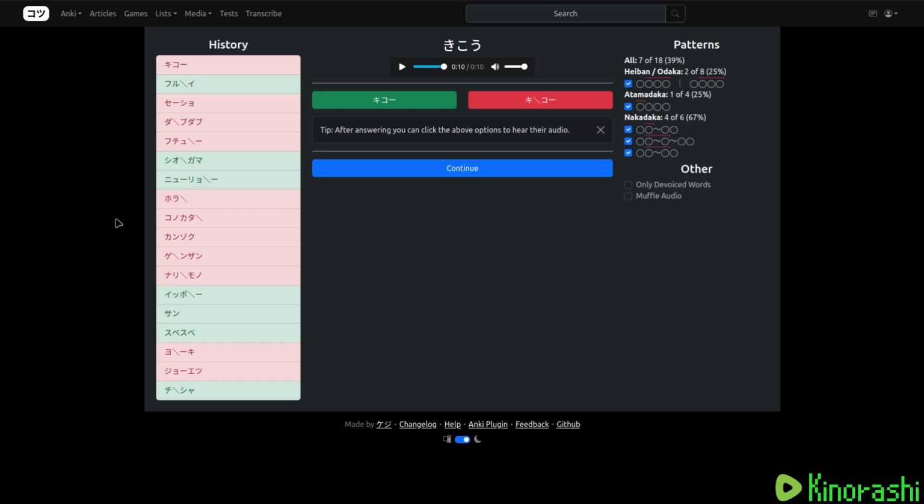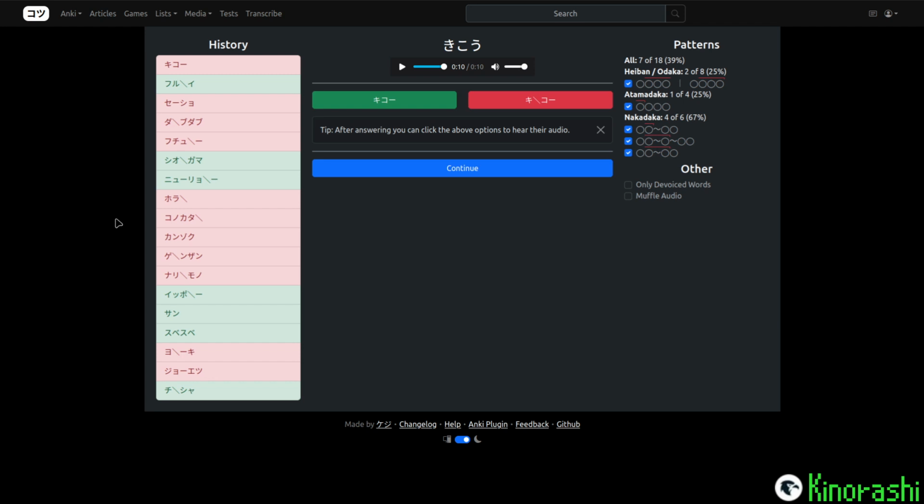But a word that ordinarily has a low pitch on the first mora, such as Nakadaka and Heiban, okay, follows a mora with a high pitch, then the pitch remains high on the first mora of the word.